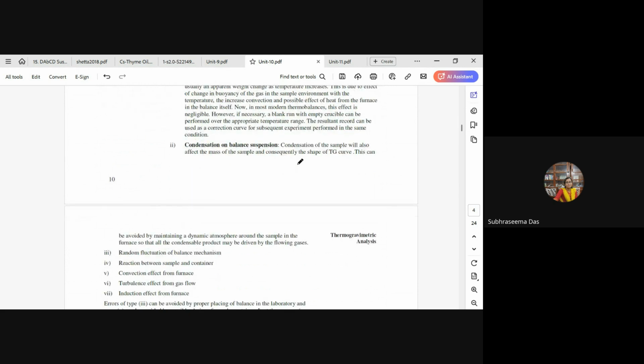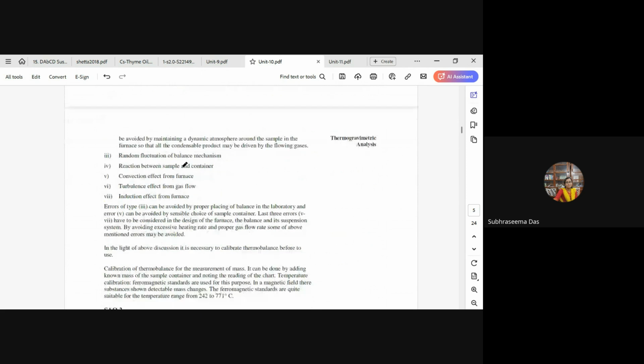Then there is another source of error called condensation on balance suspension. If condensation of the sample occurs, then the mass of the sample will also be affected, which will influence the TGA curve. This is avoided by maintaining a dynamic atmosphere around the sample in the furnace, so that all the condensable products are removed away.